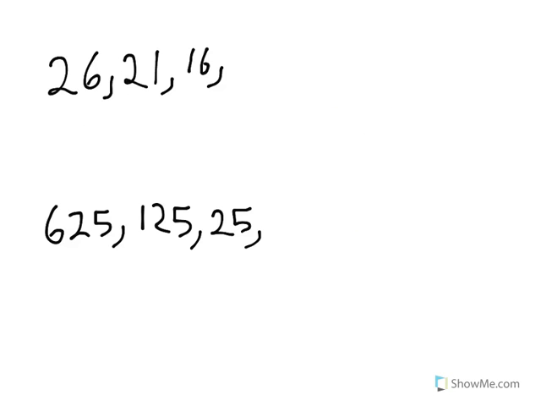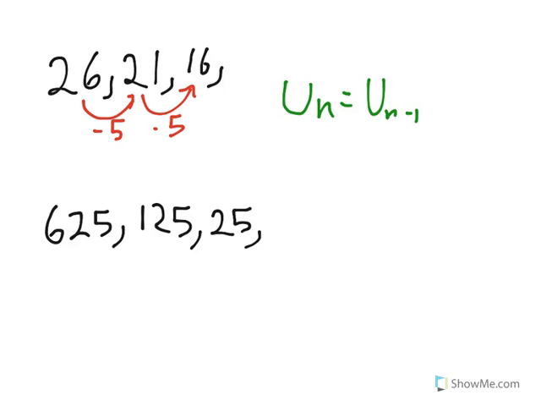The sequences that we've looked at so far have all been increasing sequences, so I want to address what happens when the sequence is decreasing. If we look at this first one, 26, 21, 16, we can see that each time we are subtracting 5 to get the next number in the sequence. So for my recursive formula for this one, I would have u sub n equals u sub n minus 1 minus 5.